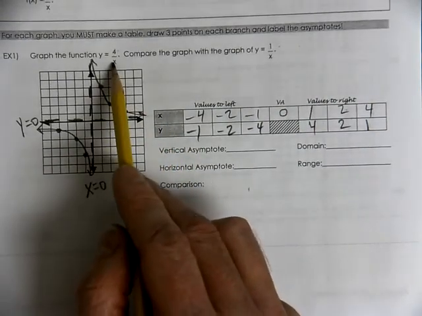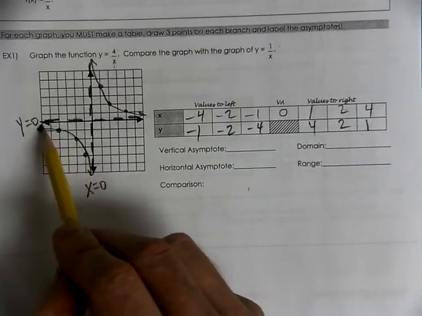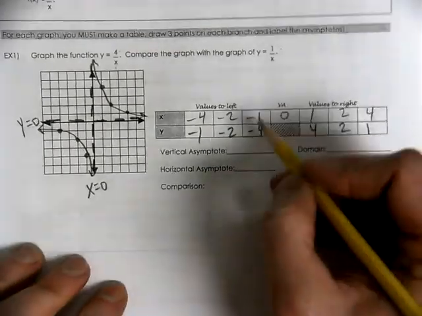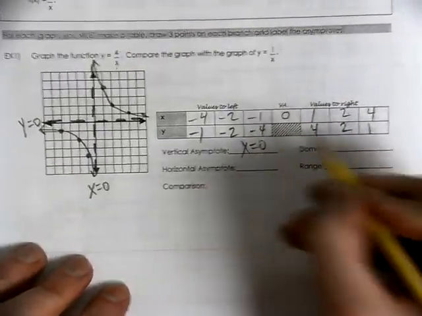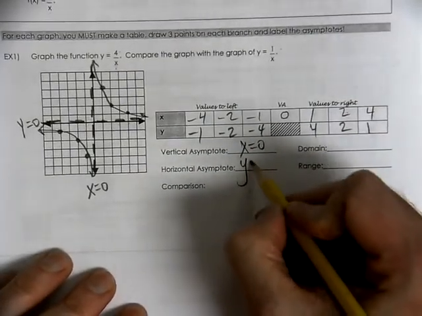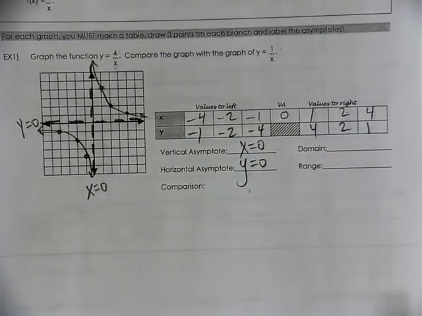Same thing here. If you put in a negative, you're just getting closer to 0 from a negative point of view. So your vertical asymptote is x equals 0. Your horizontal asymptote is y equals 0.